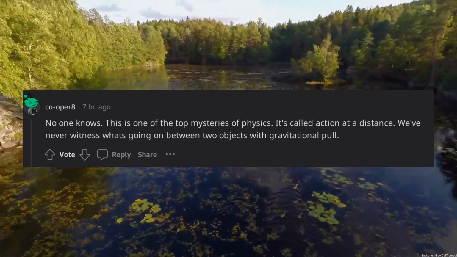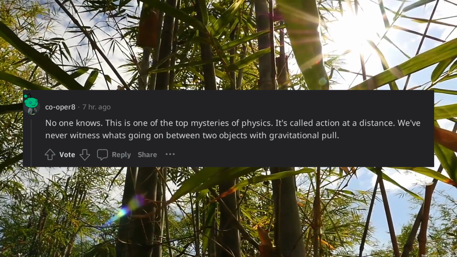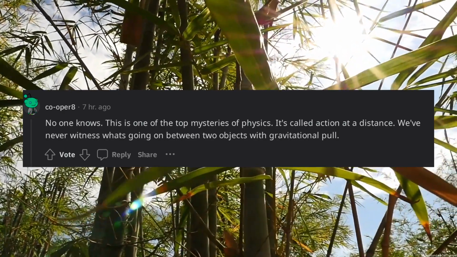It's called action at a distance. We've never witnessed what's going on between two objects with gravitational pull.